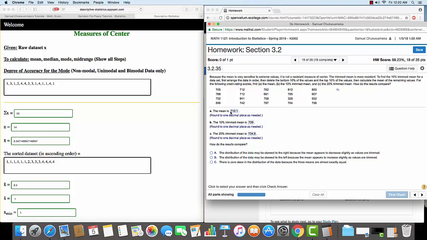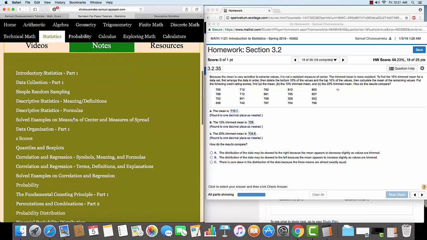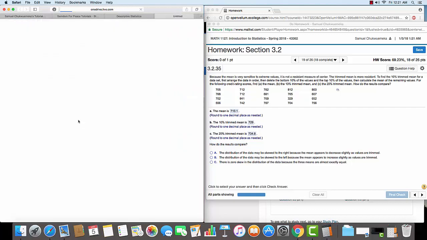As you see this, without trimming it, this is 710.1. The 10% trim mean, you just trim the top two and the bottom two. The mean becomes 729. You trim the top four and the bottom four, the mean became 734.8. So it's increasing. Now, let me say this real fast. I'm going to go to notes, solve the examples on measures of center and measures of spread.